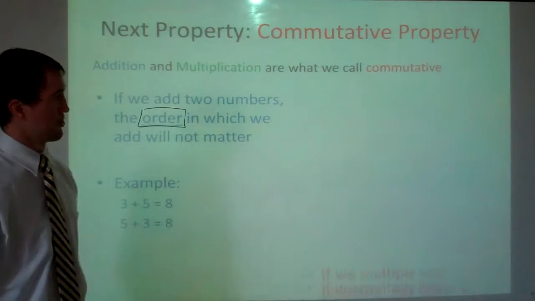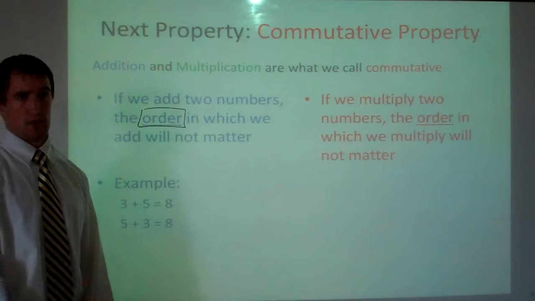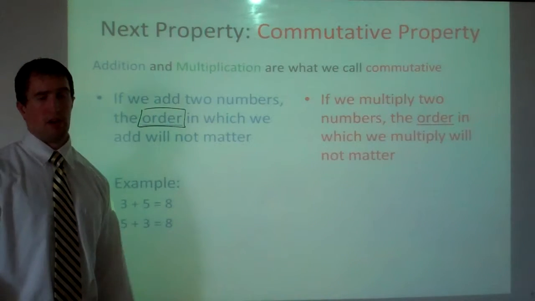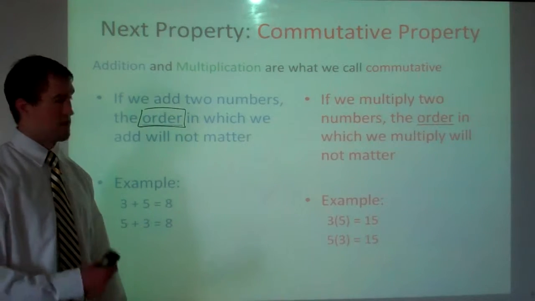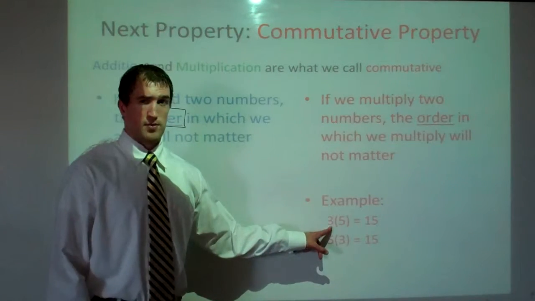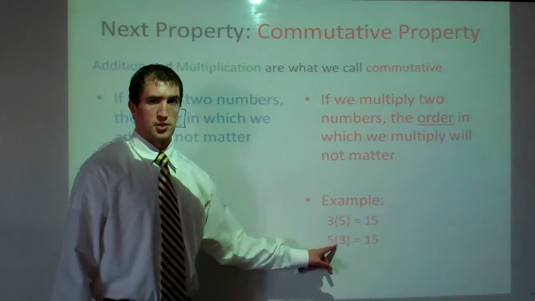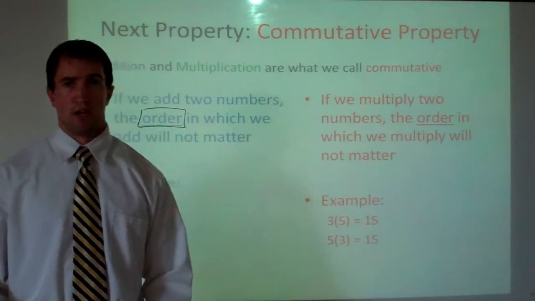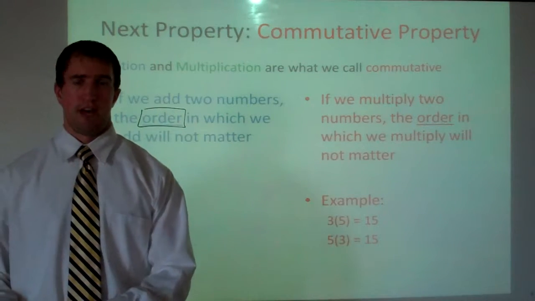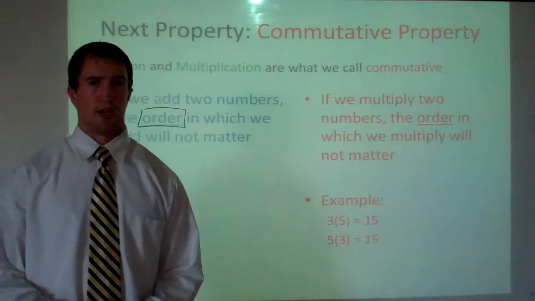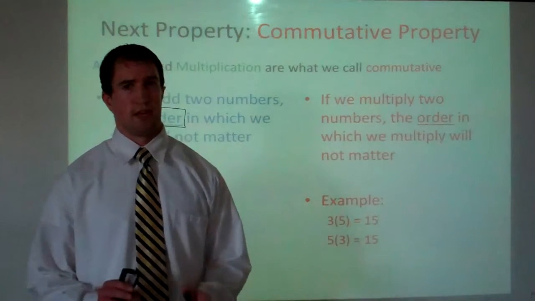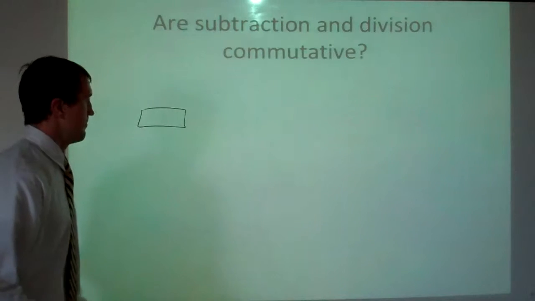So moving into multiplying, if we multiply 2 numbers together, the order in which we multiply won't matter either. For instance, 3 times 5 will give you 15. Well, so will 5 times 3. That will give you 15 as well. So remember, commutative, order. That's the big idea there. That's how you connect the commutative property with order. That's the big idea.